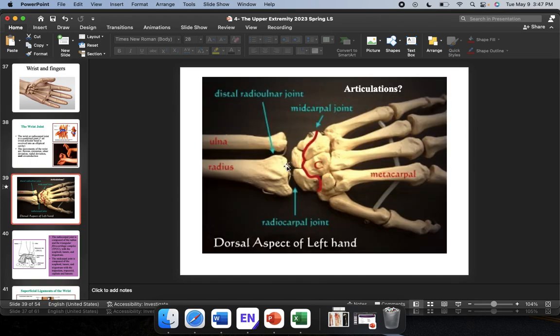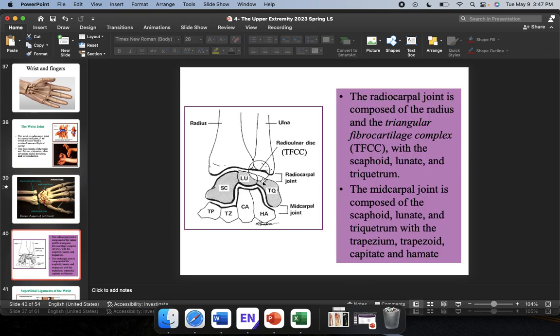The thing that I want you to glean from these two slides is that here at the wrist, we've got several joints that make up the entirety of the wrist. However, one thing that I want you to pull away is that the ulna will not participate in any of these joints. And I want to come to this slide here.